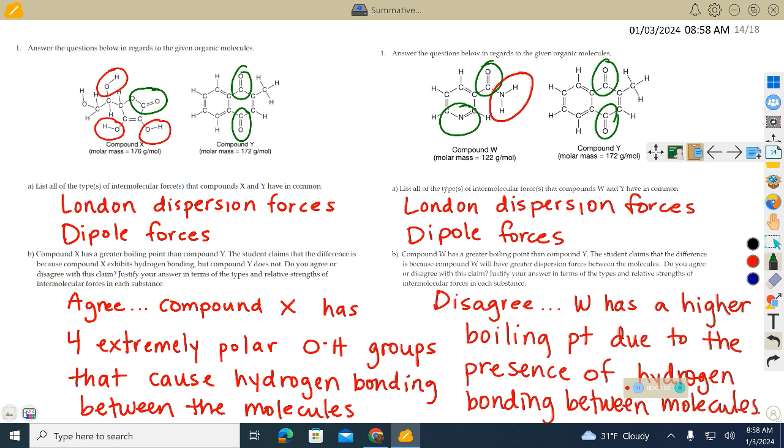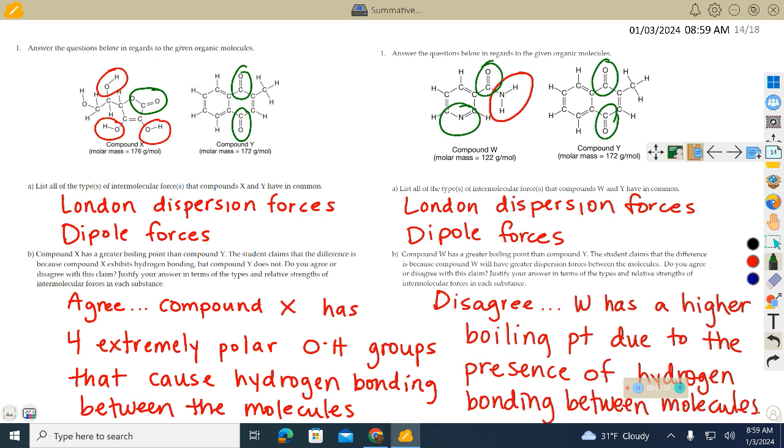On the right-hand side, again, they're telling me compound W has a greater boiling point than compound Y. So I'm not going to dispute that. I'm not saying that I agree or disagree. They're telling me that W has a greater boiling point than Y. This time the student claims that the difference is because compound W will have greater dispersion forces. And then we're going to disagree with the claim. That's what they wanted me to answer. Like, do you agree or disagree with the claim?